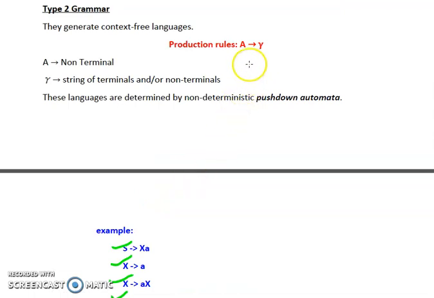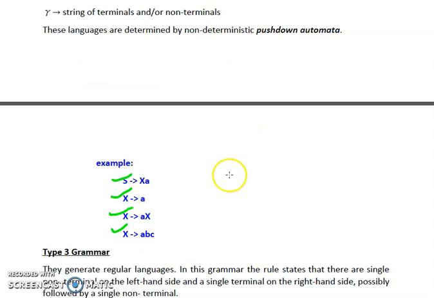Now let's check the right hand side. According to the right hand side rule, we can have a terminal, a string of terminals, a non-terminal, a string of non-terminals, or a combination of terminals as well as non-terminals. Now let's check the right hand side of all the production rules. According to the first production rule, we have XA.